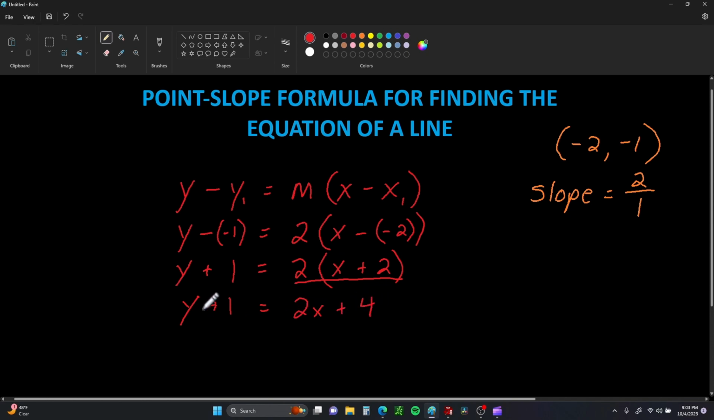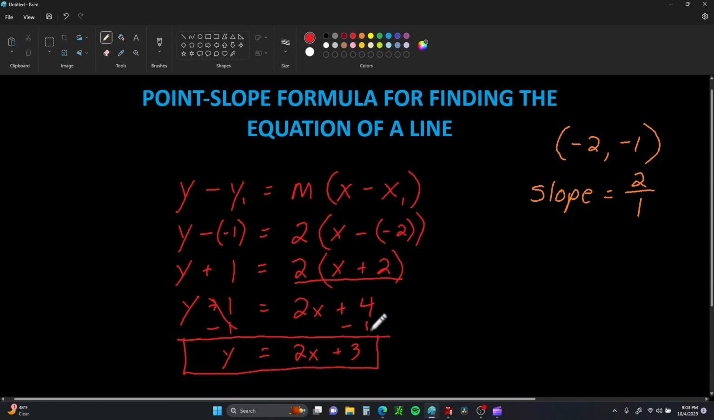Once I'm here, I need to get the y alone on this side, so I'm going to subtract 1 from both sides. So I have y on this side, this is a 0 pair, and then I have 2x, and plus 4 minus 1 is plus 3. And that's it. We have our equation for the line.